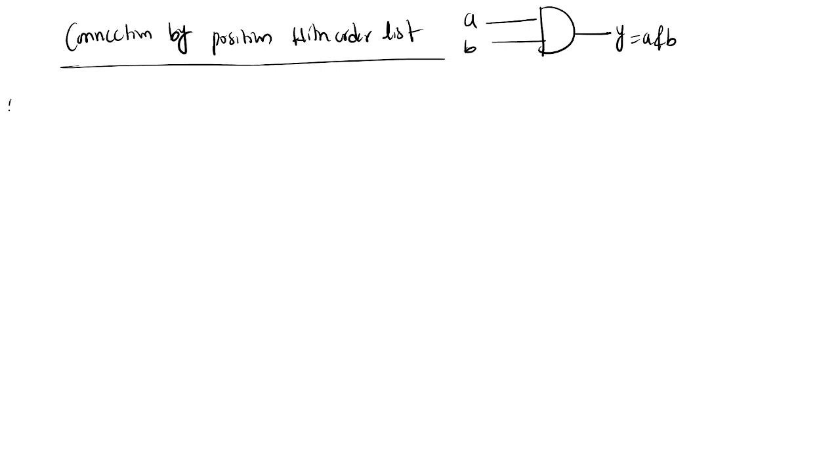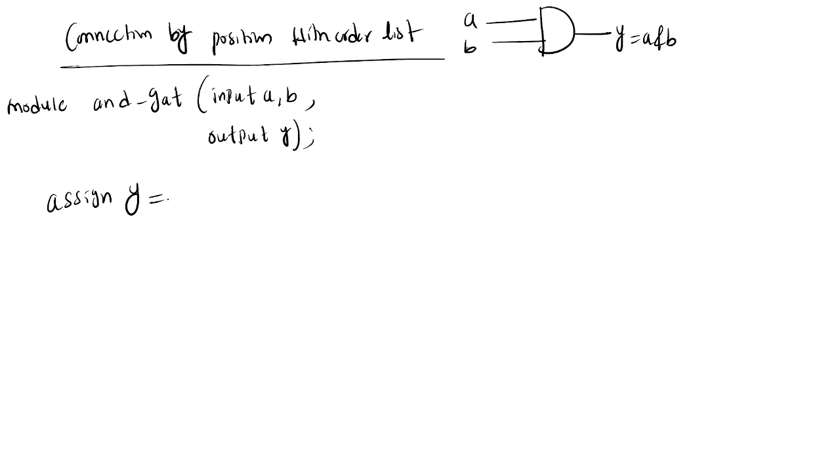So module and_gate. This is the design I'm writing. You need to declare the inputs: input A, B. By default, if you have not declared any data type, it is a wire data type. Output Y. I am using a continuous assignment statement: assign Y equal to A and B. End module. So this is my design.